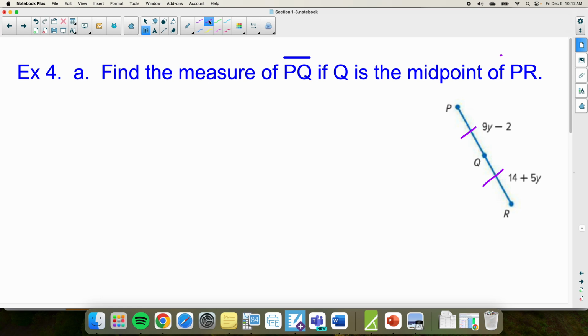And what do you think these 2 things mean? The word is congruent, but it also means they're equal, okay? If they're equal, do you guys get that I could go 9y minus 2 equals 14 plus 5y. So when it's a midpoint and you're given the 2 parts, you just set them equal to each other because that's what a midpoint means.